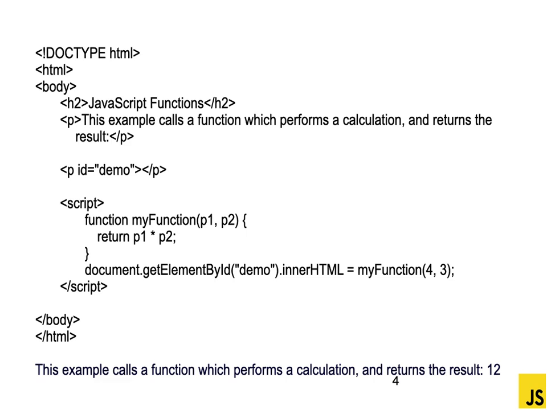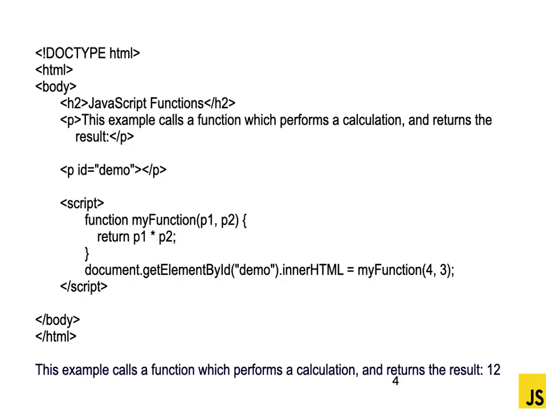innerHTML is equal to myFunction(4, 3). This will invoke the function myFunction defined in the script. The name matches here, myFunction, with two arguments. The first argument is 4, that is assigned to p1, and the second argument is 3, that is assigned to p2.